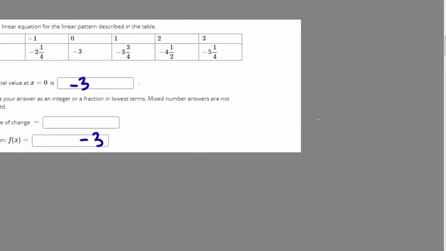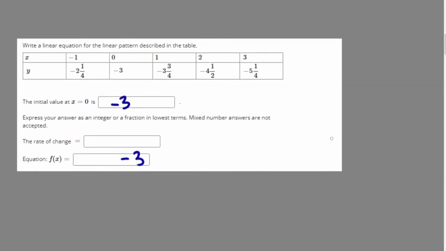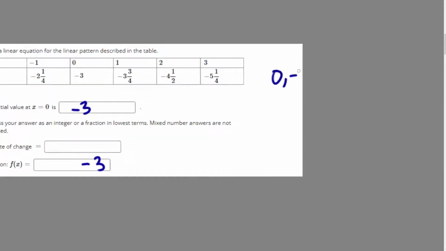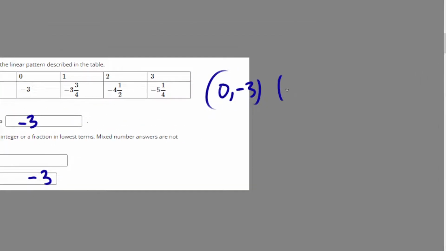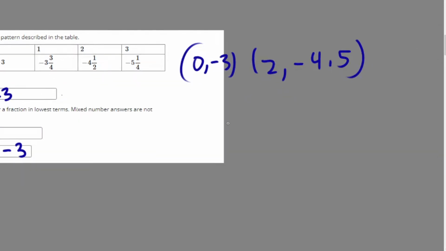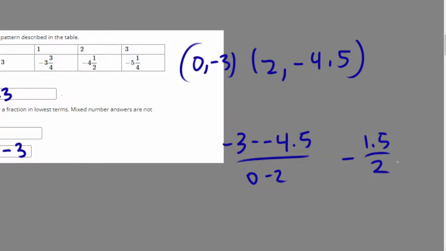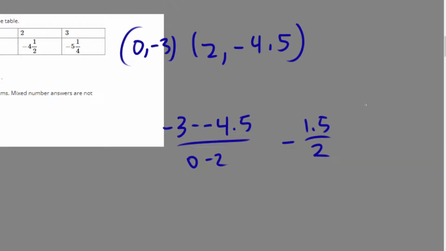So we need to find the slope. So we'll take 0 comma negative 3, and then something that might be easy is negative 4.5. So 2, negative 4.5. We'll say 4.5 for now. So we have negative 3 minus negative 4.5 over 0 minus 2. So 1.5 over 2, which is going to be 3 halves. Oh, wait. I get confused. So it's 3 halves over 2.